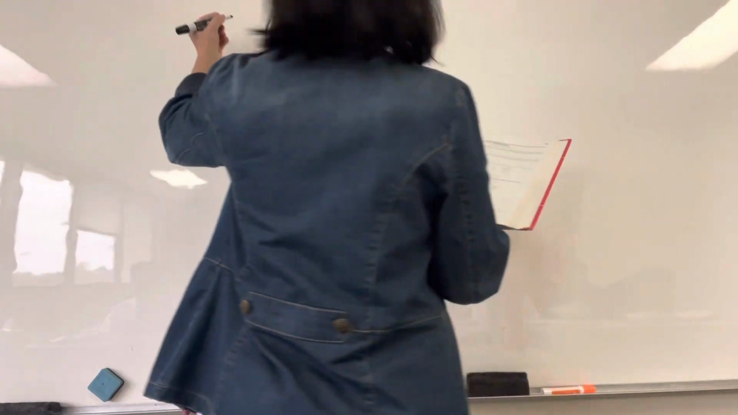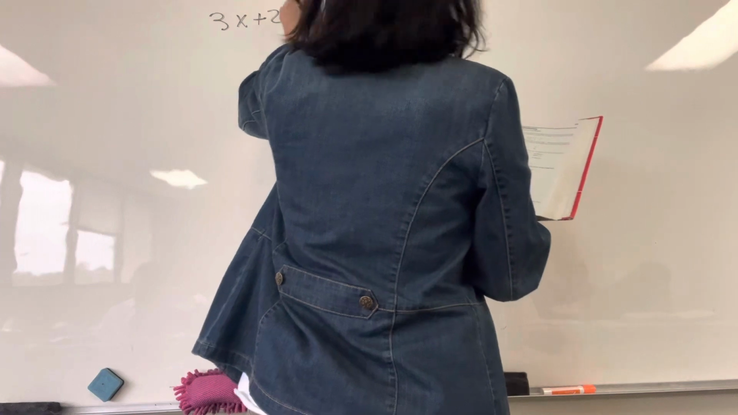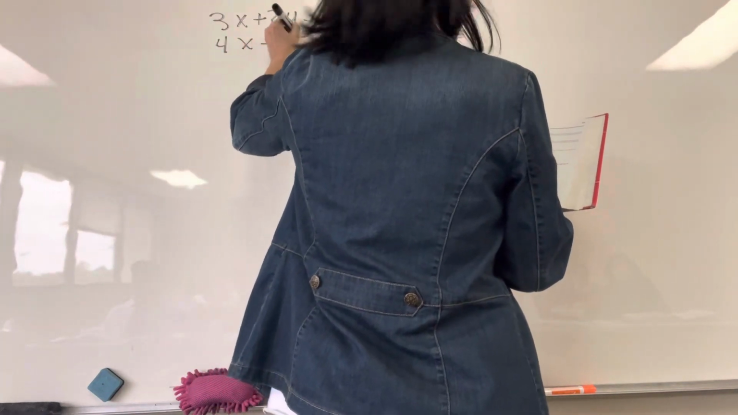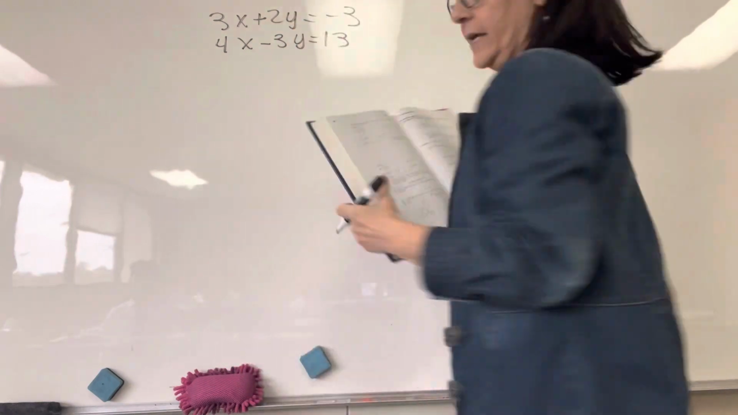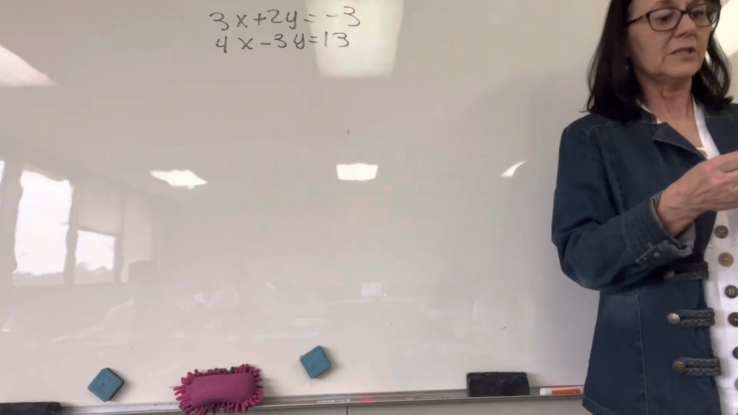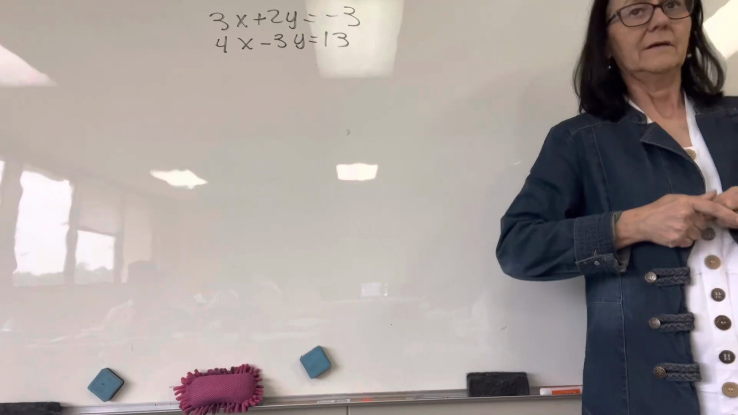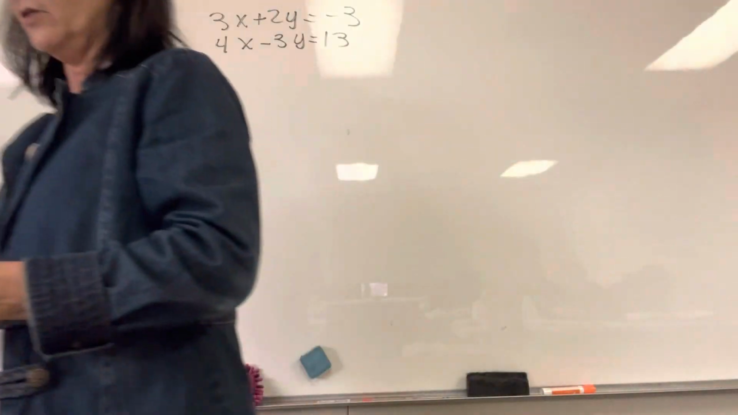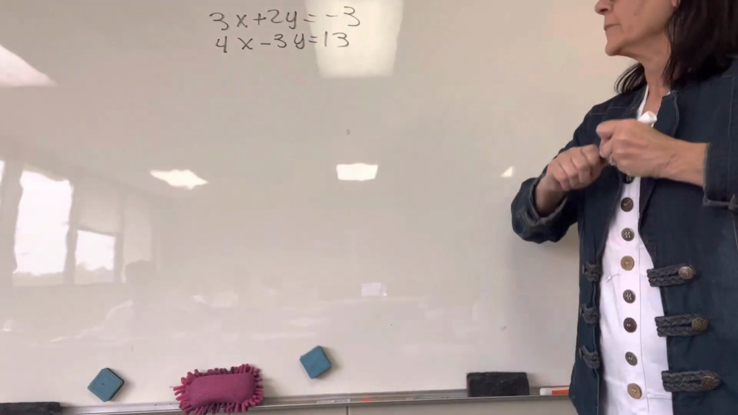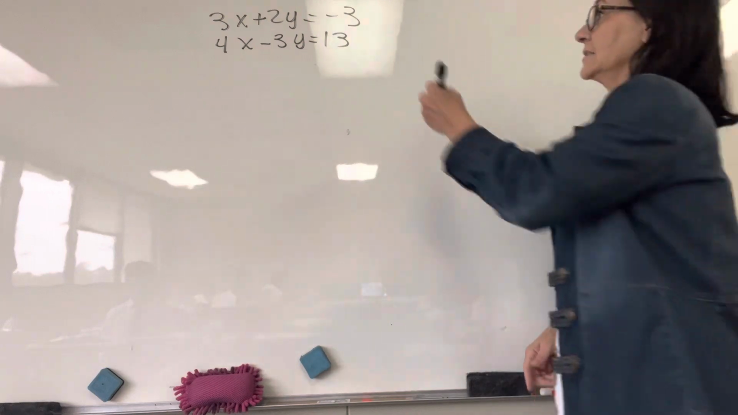So we'll do 97.1. So we have 3x plus 2y is negative 3. And we have 4x minus 3y is 13. All right? When you look at those two equations, your brain should say elimination. It's contrary to think you would use substitution. We're not going to do it. Got it? All right. Which variable are we going to eliminate? X or Y? Y. Yes.